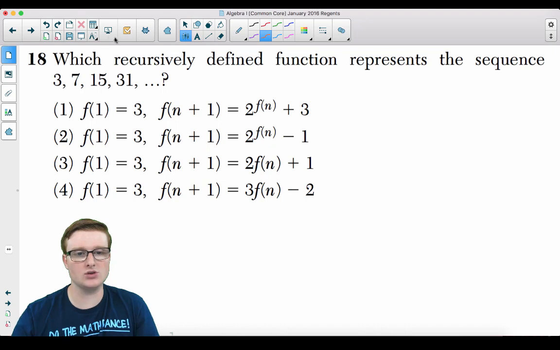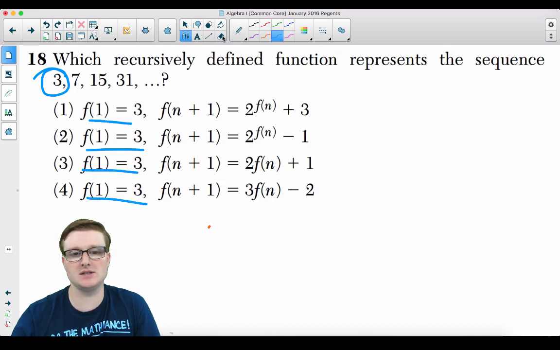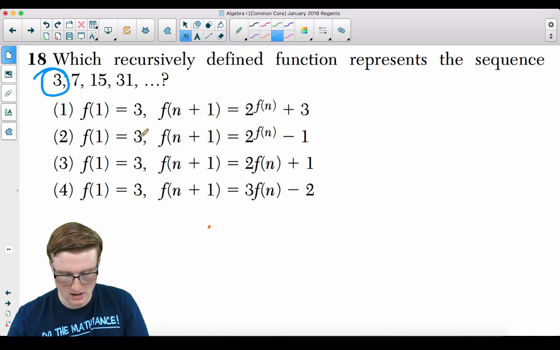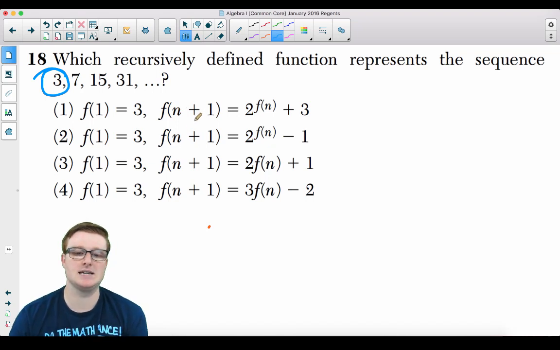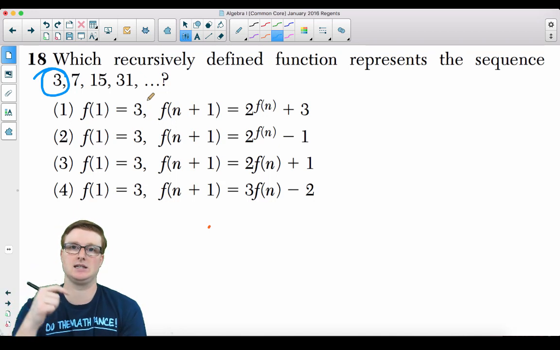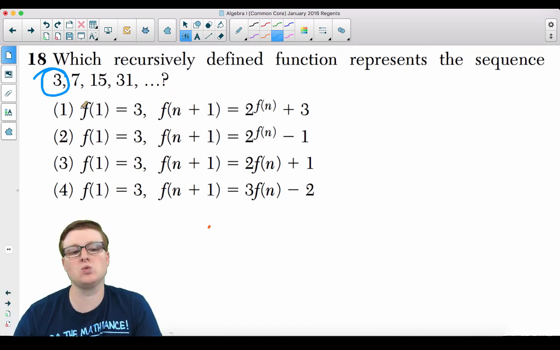Number 18. Which recursively defined function represents the sequence 3, 7, 15, 31? So first of all, you need to know that your first term is 3. Well, does that help us? No. All of the first terms in these answers are the number 3. So that really doesn't help us. Now, what we're going to do is plug in values of n and see if it results in my answer. So let's try, for example, choice 1.